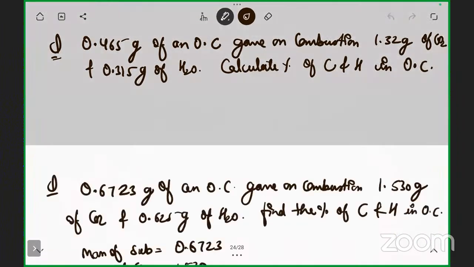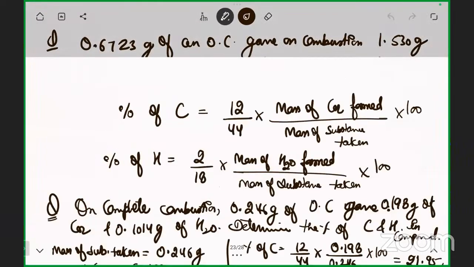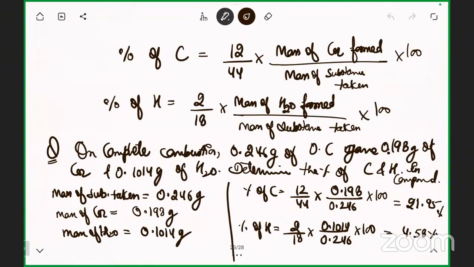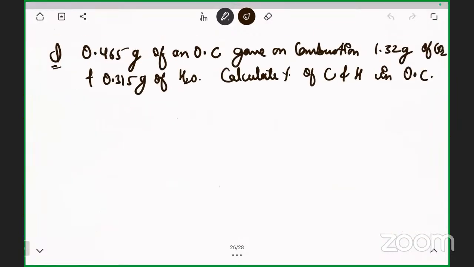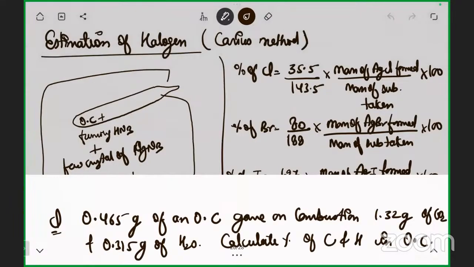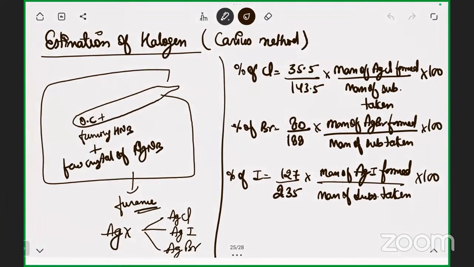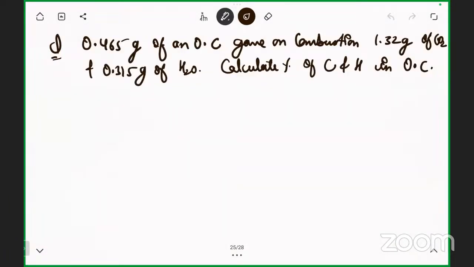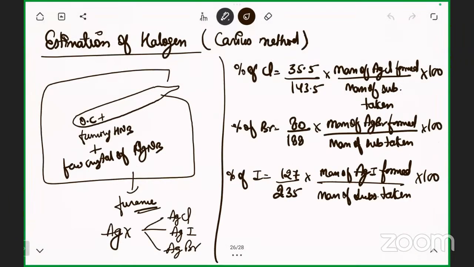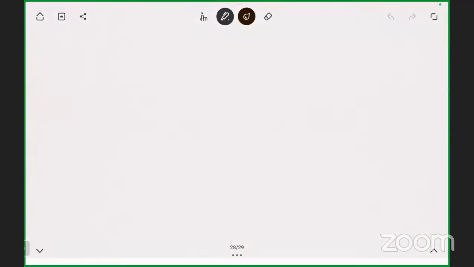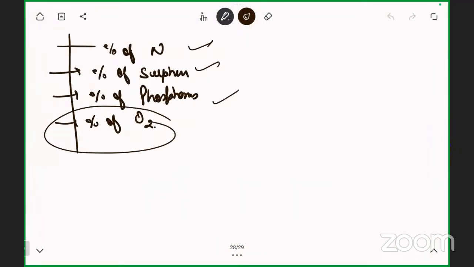So we were discussing the estimation of the compound, and we have cleared the estimation of carbon and hydrogen, and then we have done the estimation of organic compounds. So I'll give you some homework, probably if you have done. So that's pretty good. Rest, it's your choice. Now we have to go with estimation of sulfur, estimation of phosphorus, estimation of nitrogen.